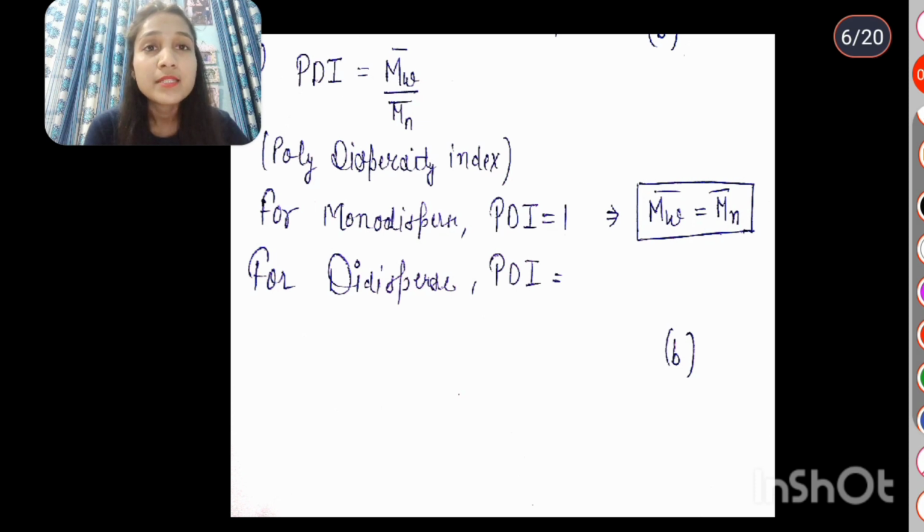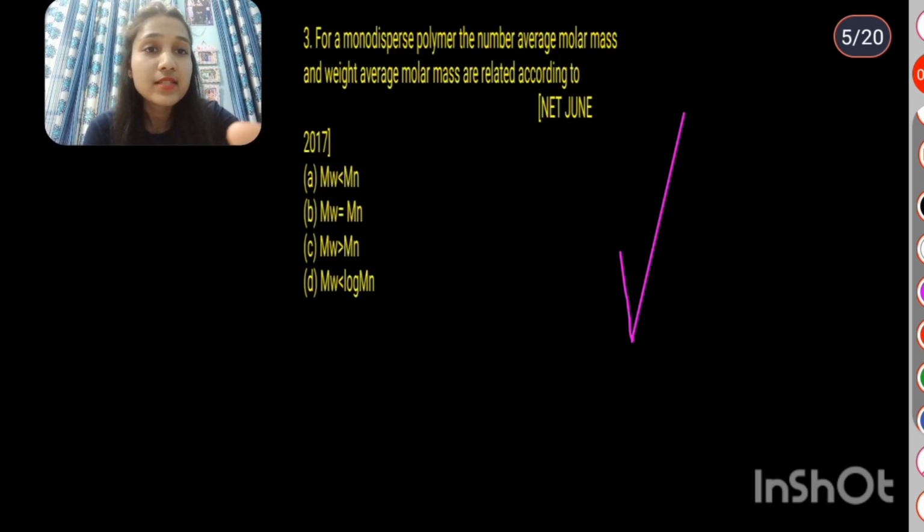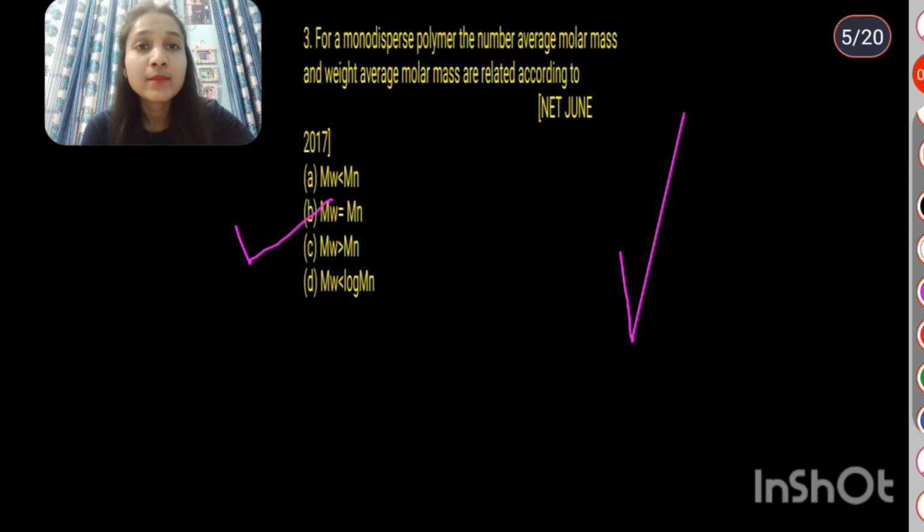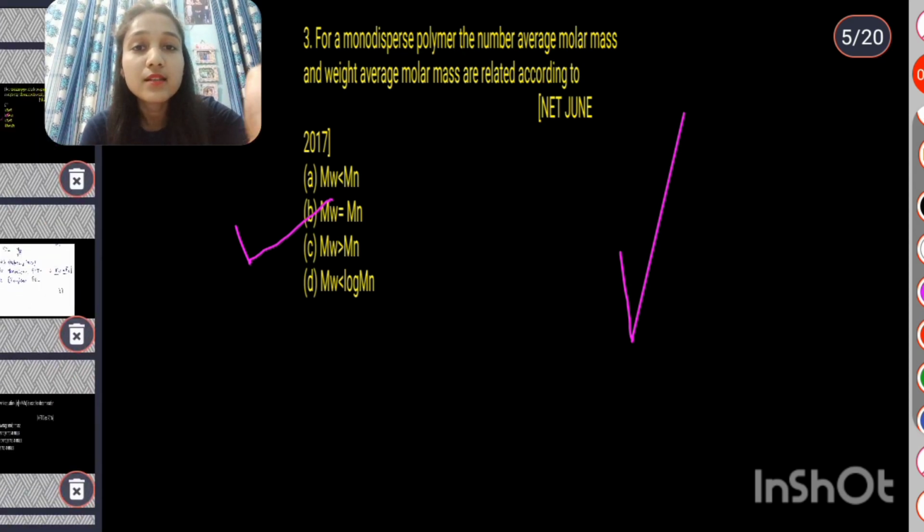And when will polydispersity index be 1? When Mw is equal to Mn. So for monodisperse, we have the condition that Mw is equal to Mn. For didisperse, PDI is equal to 2. So as we see in the question, for monodisperse we have Mw equal to Mn. So here we have only one answer according to this condition, that is answer number B. So the correct answer is answer number B.